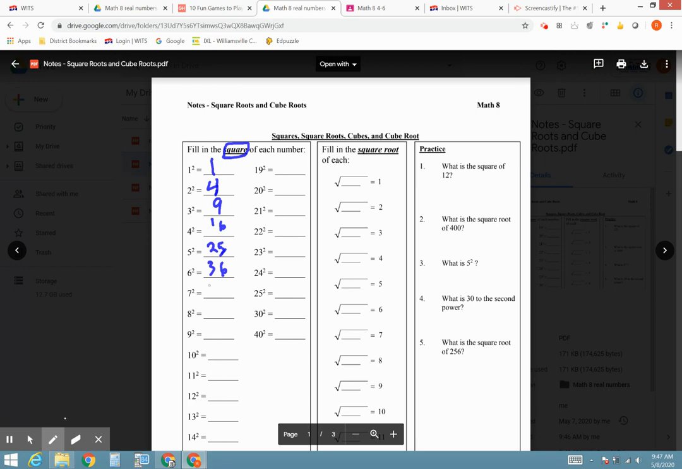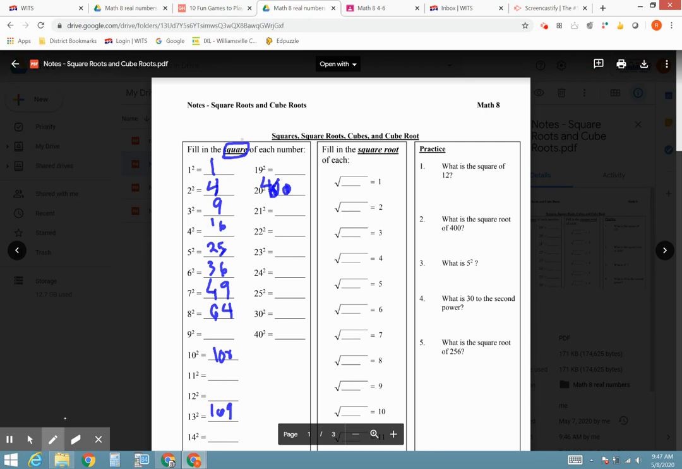Hopefully you said 49, or 7 times 7. What's 8 squared? Hopefully you said 64, or 8 times 8. So you get the idea. 10 squared is 100. 13 squared is 169. 20 squared is 400. Okay, so you're multiplying the number times itself.